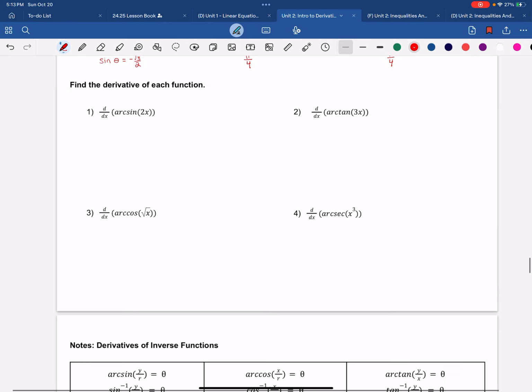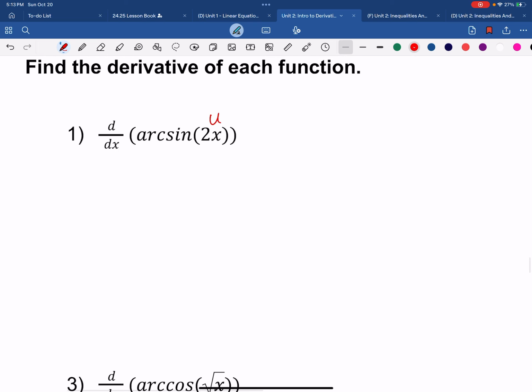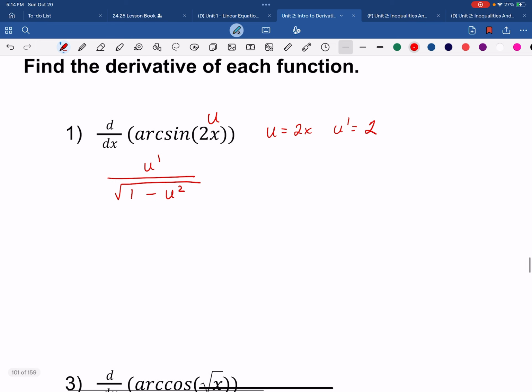So we're taking the derivative with respect to x of arc sine of 2x. My u is 2x, which means u prime is 2. So I have that all set. My derivative is u prime over the square root of 1 subtract u squared. Now I'm just going to place things where they go. And I'm done. I end up with 2, all divided by the square root of 1 subtract 4x squared.